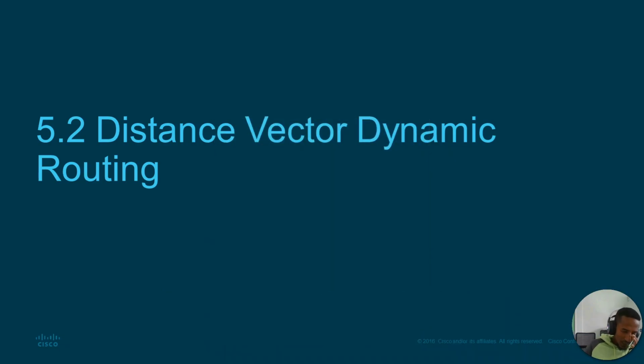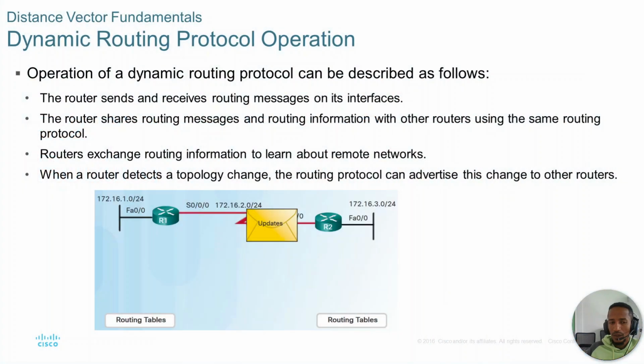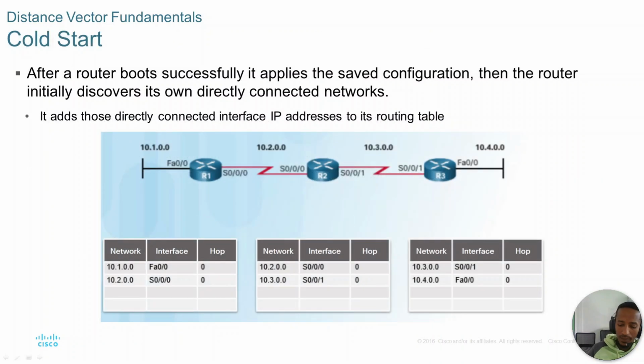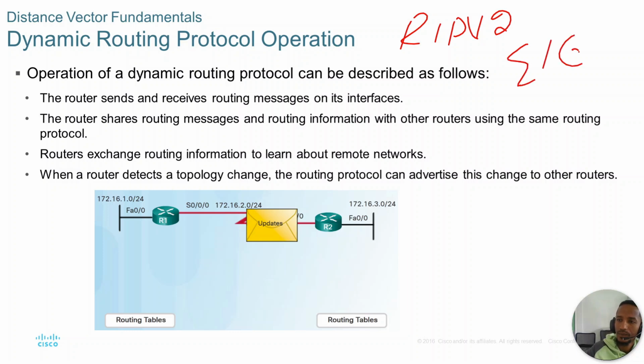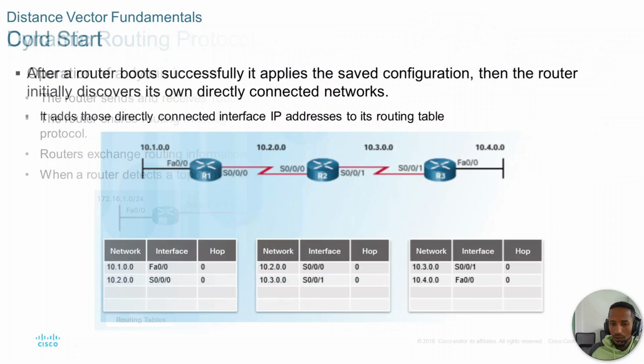Let us discuss some topics regarding distance vector routing protocols. There are two types of distance vector routing protocols. What did we say previously? We said RIP v1, RIP v2, and also EIGRP. These are mainly the types of dynamic routing protocols.